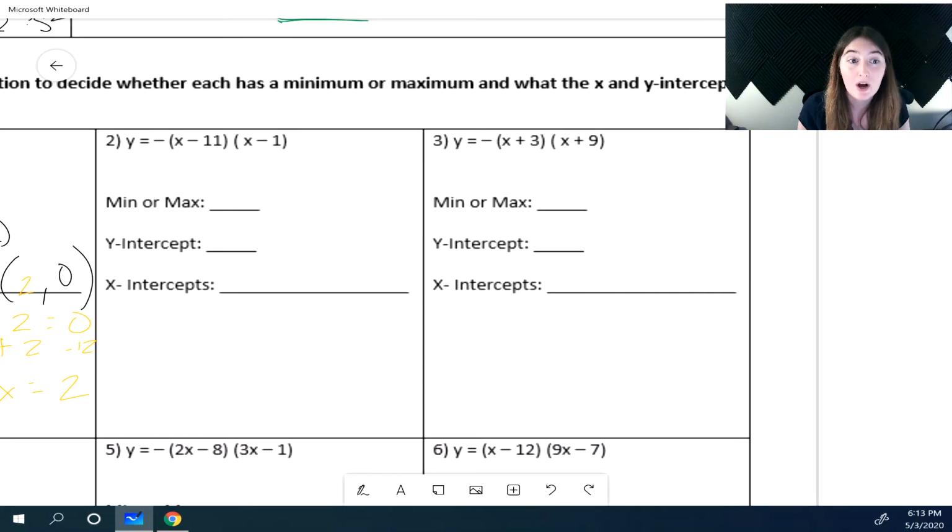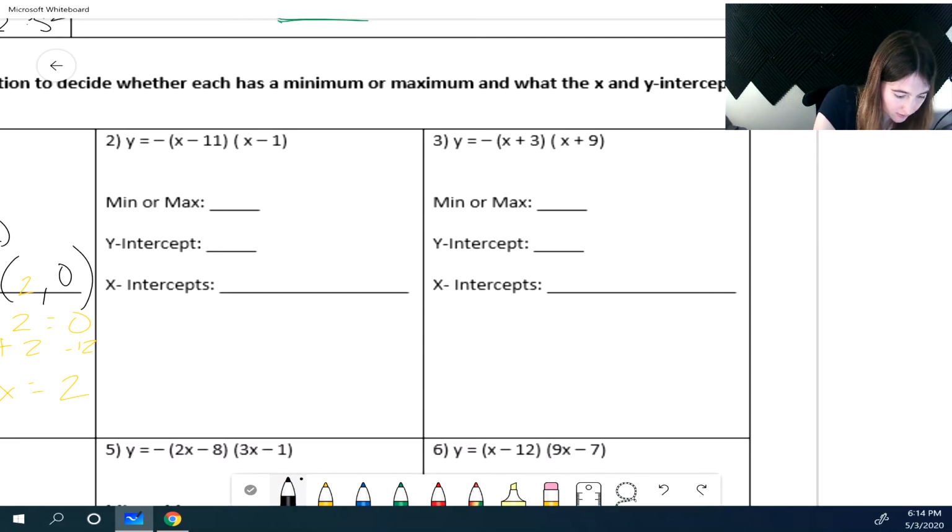All right, y equals negative x minus 11, x minus 1. Do I have a negative in front? I sure do. So is it opening up or opening down? It will open down. Do I have a minimum or a maximum? I have a maximum, so let's write maximum.